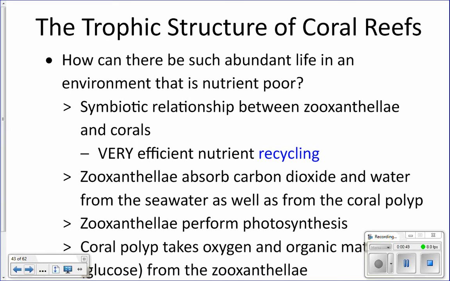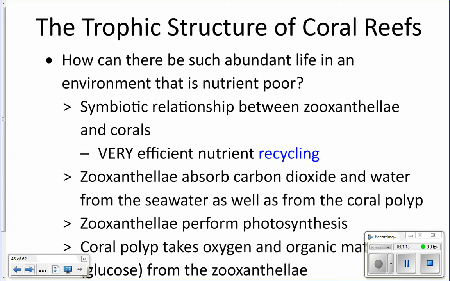Primary producers. They are the base of the food chain, and they're the ones that do photosynthesis. They make the energy that then gets passed up the food chain. What two things do primary producers need? Sunlight and nutrients. Good. They have to have those things in order to do photosynthesis.